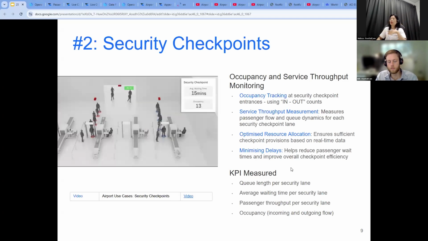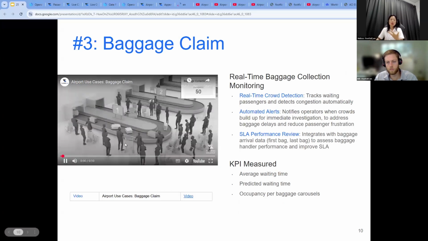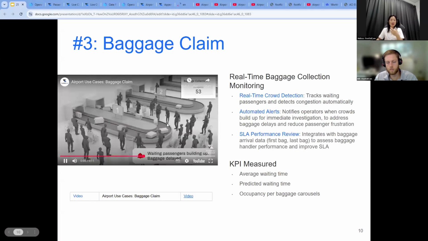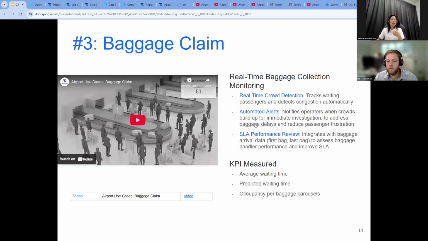So let's talk about the baggage claim, the final impression of an airport experience, and one that is often overlooked. Our system provides real-time crowd detection around each baggage carousel, and it identifies where passengers are gathering and automatically flags any sign of congestion. When crowd build-up is detected, the system triggers automated alerts to operators so they can quickly investigate potential delays in baggage delivery, address the root cause, and reduce passenger frustration.